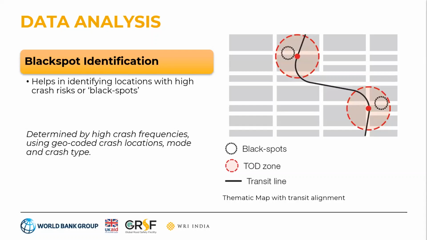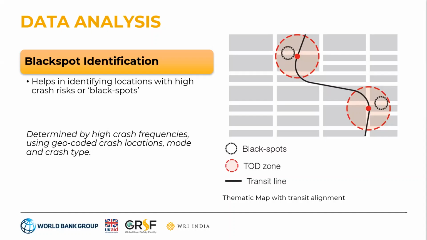As I said, another important aspect of doing crash analysis is identifying black spots. Now, black spots are locations which have a high crash risk. And obviously, if a location has a high crash risk, then there is something about the environment or the street infrastructure at that location that is contributing to that high crash risk. Now, why is that relevant for transit-oriented design? Because very often these black spot locations could be located in the vicinity of your TOD zones, and that means on the corridors and on the routes that take commuters to and from the stations.